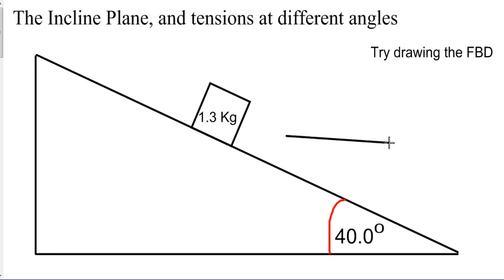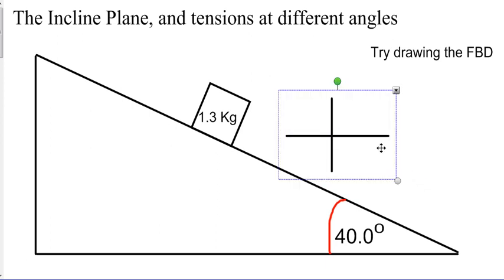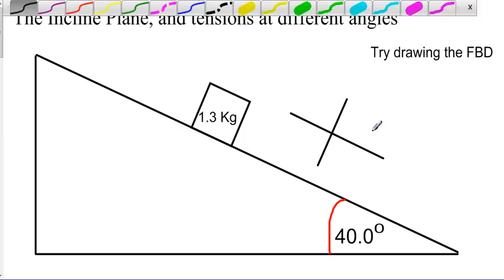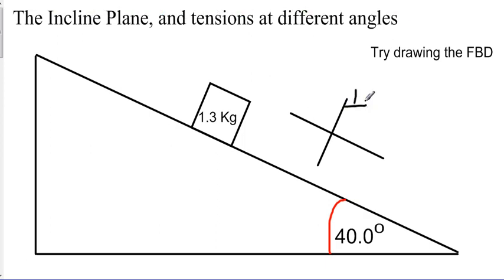So for example, let's start with our x and y axes that we normally have. And rather than working with these, we are going to rotate it. So rather than x and y, we are now going to be working with the perpendicular and the parallel components. All we really need to do is rotate our perspective a little bit and we'll be good. Go and try drawing the free body diagram for this if you can. You can pause the video and then come back.